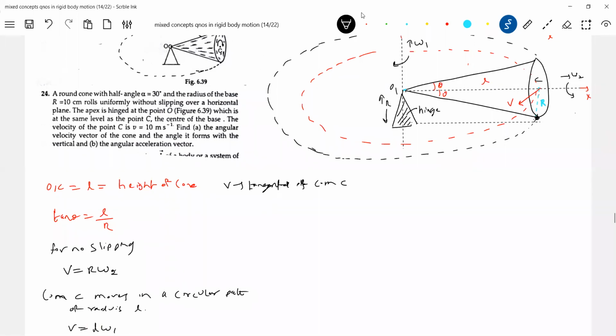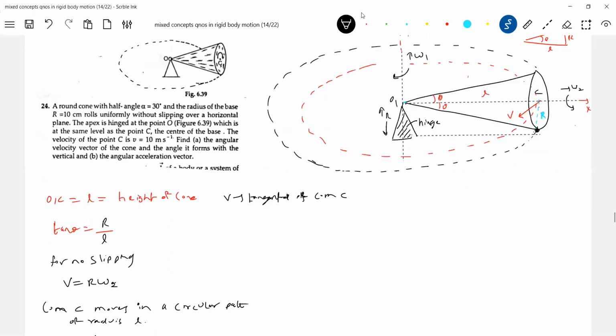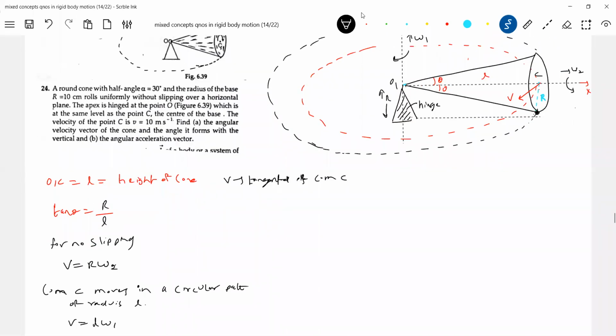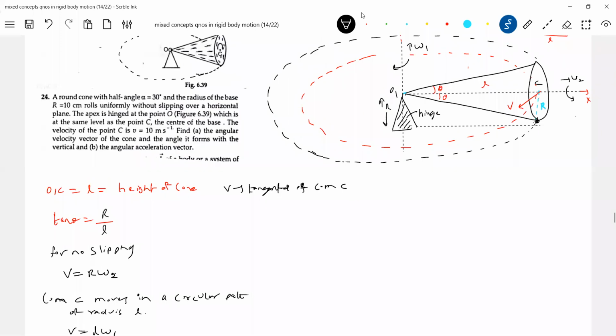Sir, shouldn't tan theta be R by L? Okay, yes, what I wrote in the diagram. Yes, thank you. Now after this, he's asking to find the angular velocity of the cone, the angle it forms with the vertical, and the angular acceleration vector. Omega 1, omega 2 are constant. Only the magnitudes are constant, so definitely the answer to B will be 0. Let's see, is it 0 or non-zero?